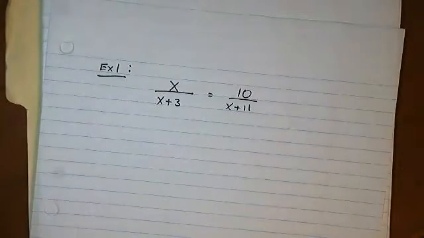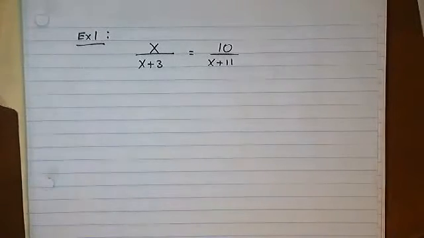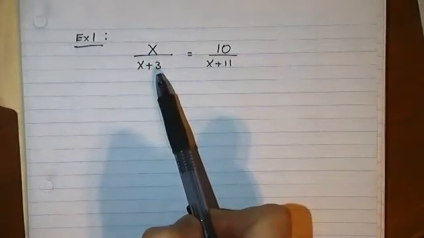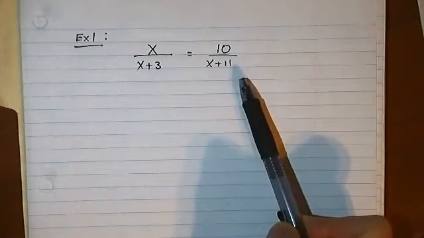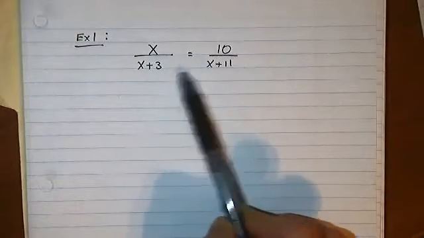Let's get into an actual problem. So here is the problem that we're going to do right now. We're going to solve the equation x over x plus 3 is equal to 10 over x plus 11. And you can see I already have a simplified fraction on this side, and a simplified fraction on this side. Those 2 fractions are equal to each other.